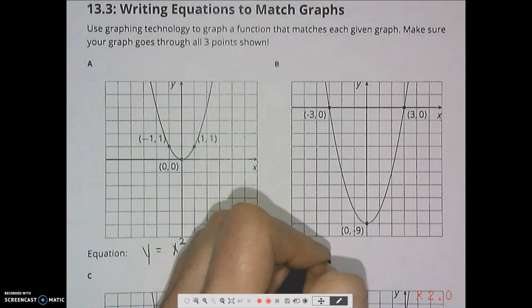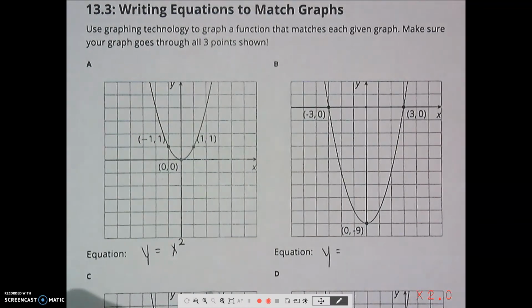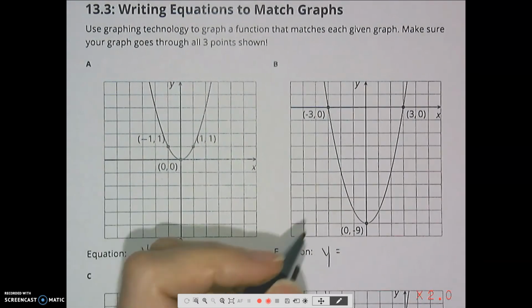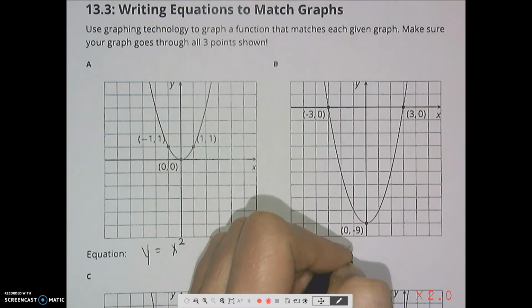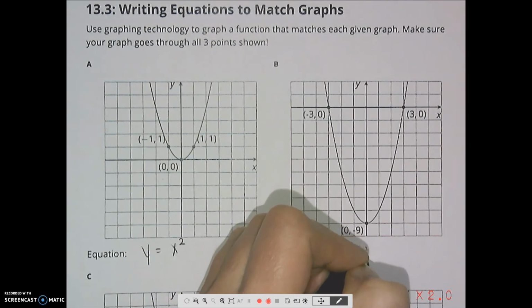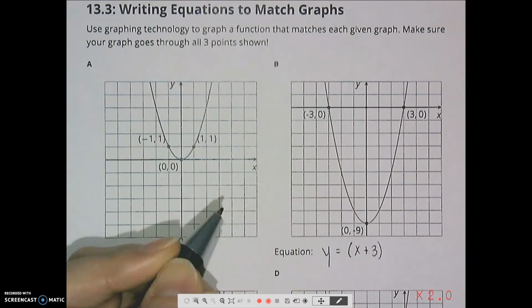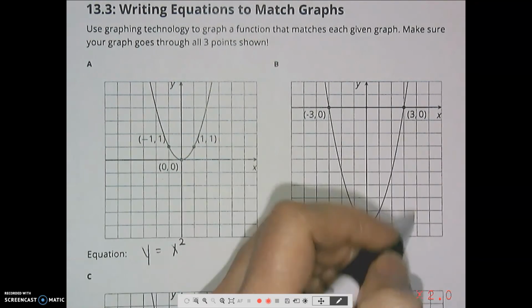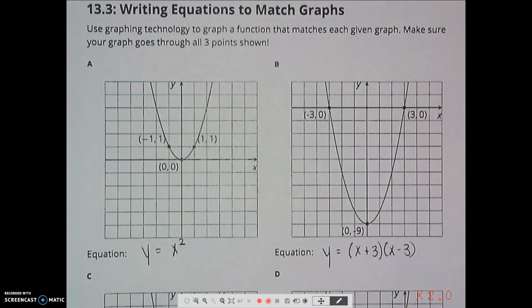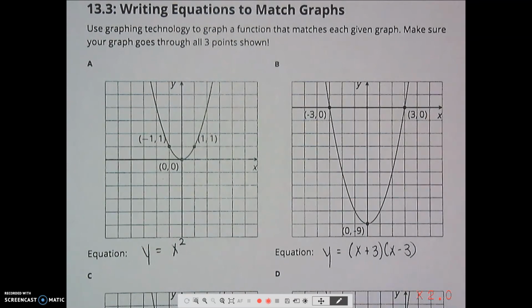Here, we have 2 different x-intercepts. Since we have x-intercepts, it's actually easier to use the factored form of this. So if we have -3, that means we're going to have x plus 3. And since we have a +3, we're going to have x minus 3 in our parentheses. And again, we could check these in Desmos to make sure that they're actually correct. Okay.